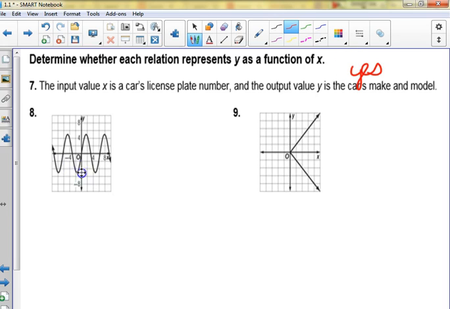What about this one? What is that? Somebody said it. It's a sine. It's some kind of a sine curve. What about 9? Nope. That's something like an absolute value of y equals x. Okay.